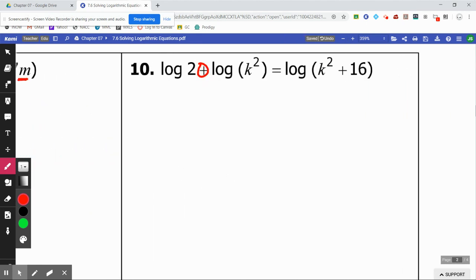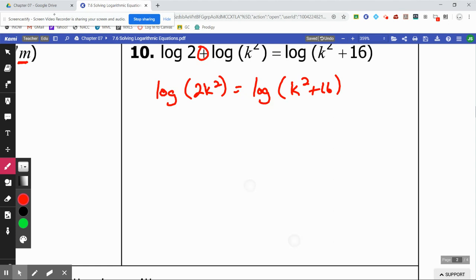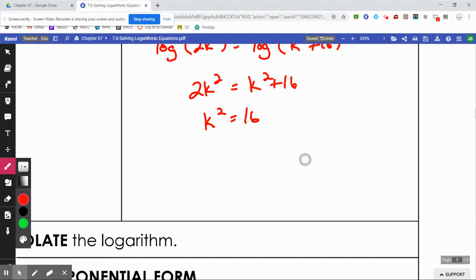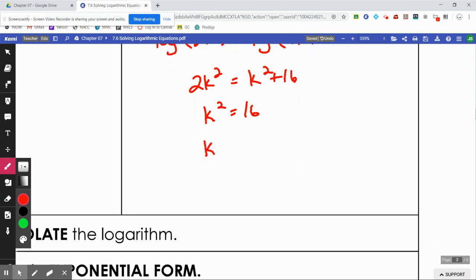Condensing, we have addition, so we're going to combine those two by multiplication. That'd be log base 10 of 2k squared equals log base 10 of k squared plus 16. Forget about the logarithms, and you now have this. Move the k squared over, gives you 1k squared is equal to 16, and even though it's quadratic, we can solve this with square roots. k will equal plus and minus the square root of 16, which is 4.